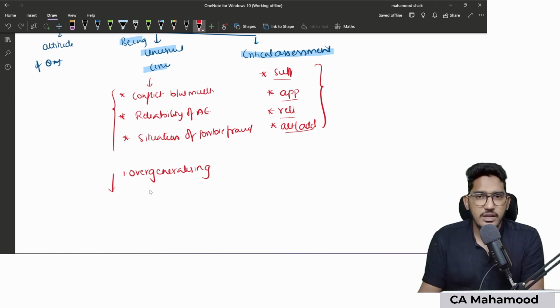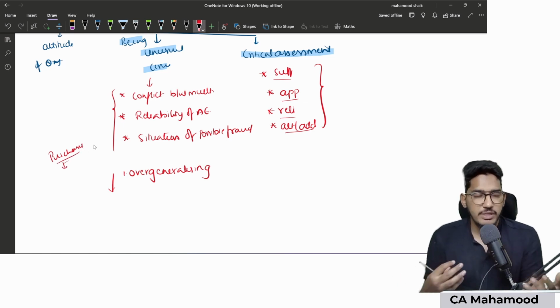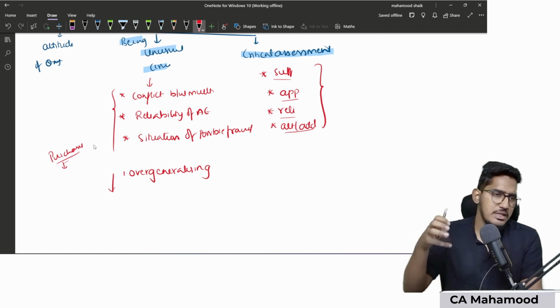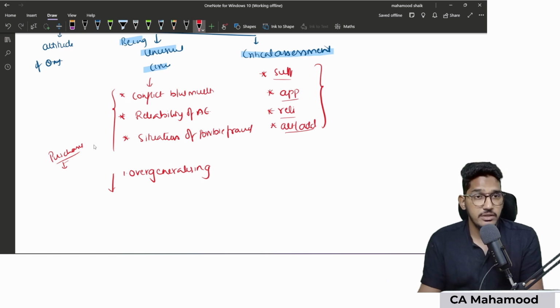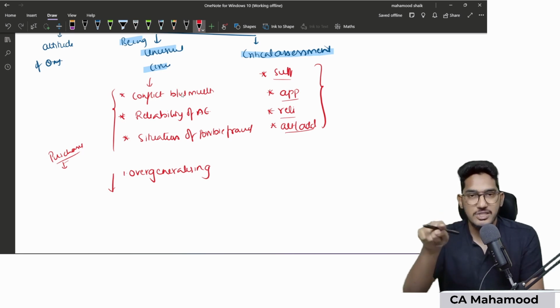What do you mean by overgeneralizing? Overgeneralizing means I started with the verification of purchases. I did not find any misstatement in the financial statements. Now overgeneralization means I'm coming to a conclusion that since in the purchases I am not able to find misstatement, in all other areas also there will not be misstatement. This is overgeneralization. Is this good or bad? This is bad. But if you have a questioning mind, you will not do this overgeneralization.